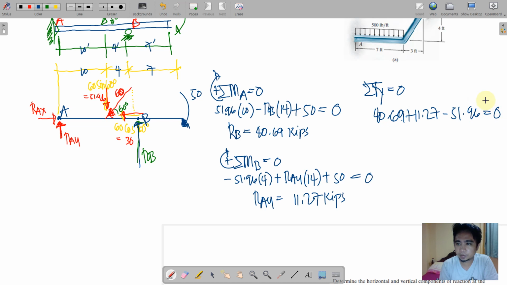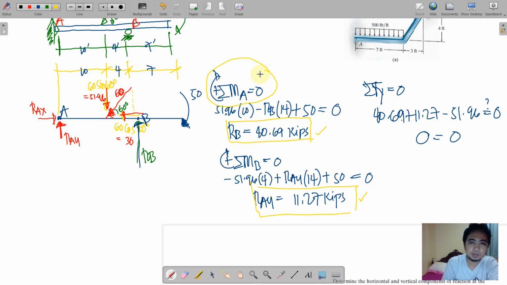Is it equal to 0? So perhaps you can have a question mark there. So 40.69 plus 11.27, that is 51.96 minus 51.96. Then sigurado na tayo na tama na tong ating reaction. Okay, so ganun po. So kailangan nating mag-check mechanism. Ngayon, pag ginamit mo yan, huwag mong gamitin to para makuha tong RAY, because this is again for check mechanism only.